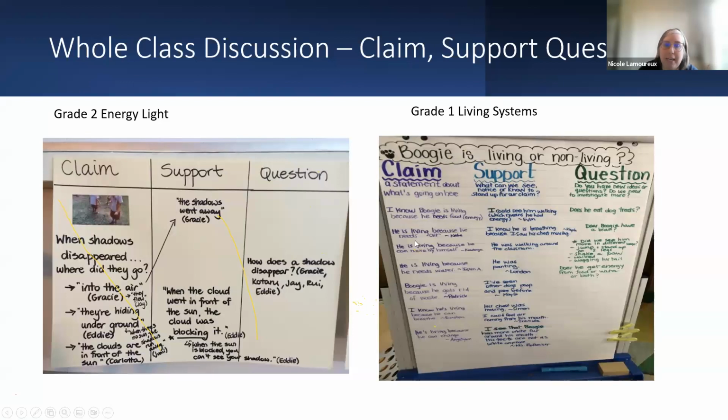Boogie is living because he's breathing or he needs air. So the support is, well, what did you observe, right? So I know he's breathing because his chest is moving up and down, or he's panting. I can hear him. So the teacher recorded that. And the thinking routines always have questions, which are really good. That gives you insight, because students will ask questions about things they don't know more often than things they know. So then it might be things that you're like, oh, I thought they knew this, right? So it's always good to ask that.